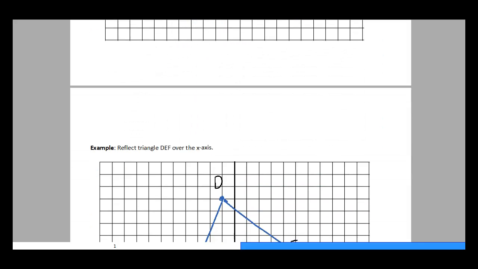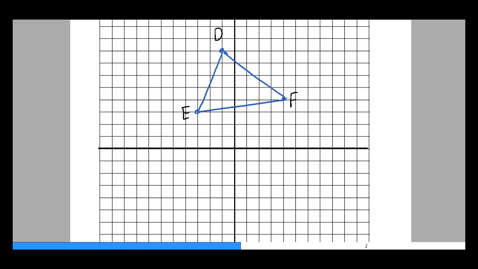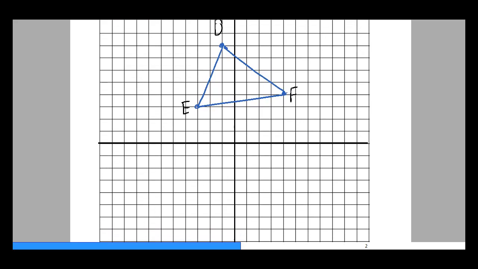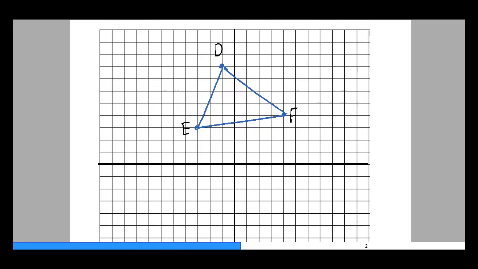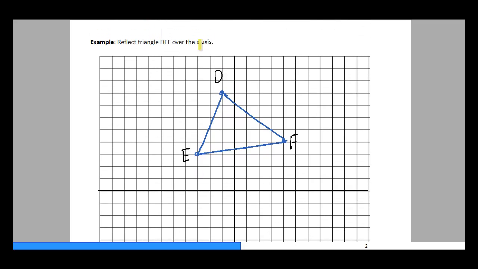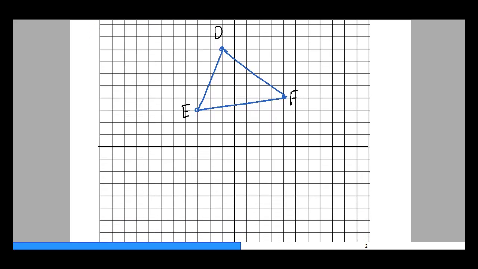Okay, for reflections, remember the key with reflections is that the points of our final image have to be the same distance from the reflection line. So in this case, we're asked to reflect the triangle over the x-axis. So I'm going to use my x-axis as the mirror line. I can just pretend that this x-axis here, this whole line across, is my mirror.